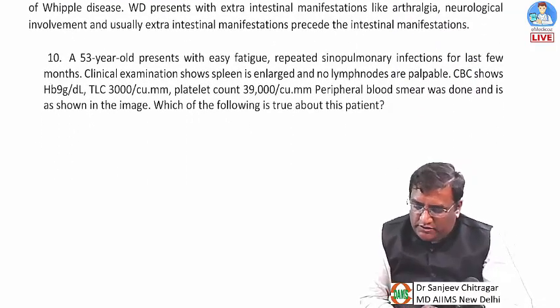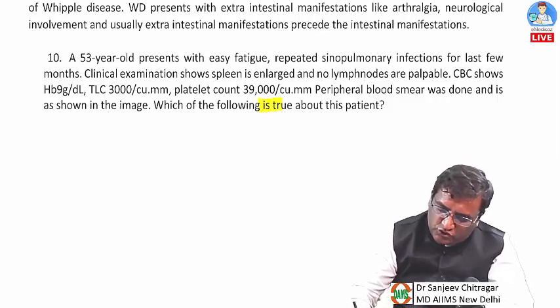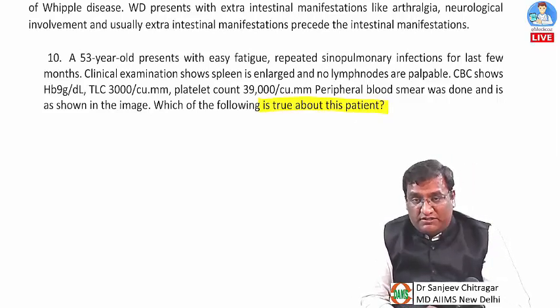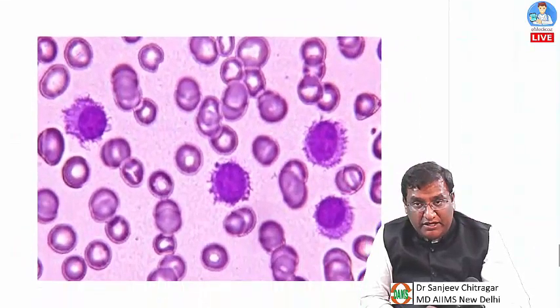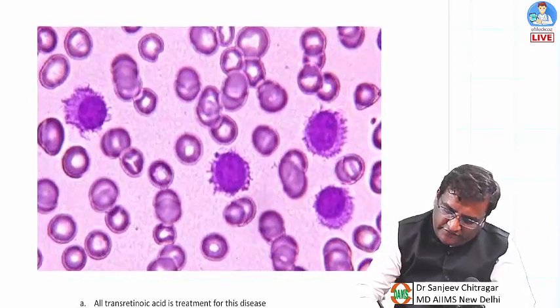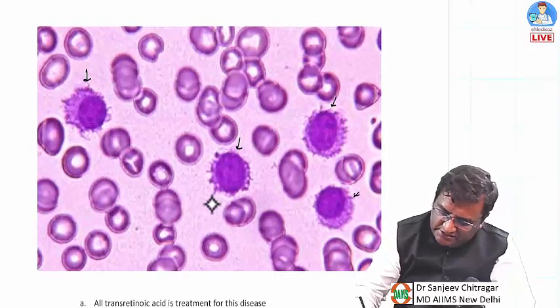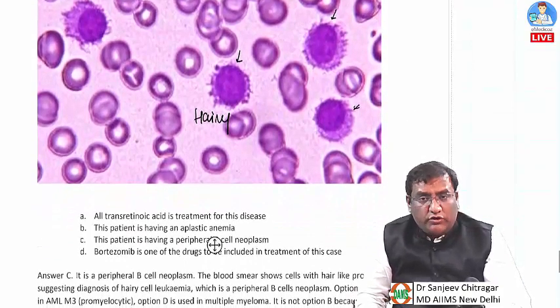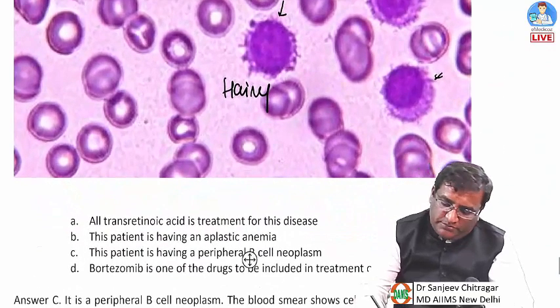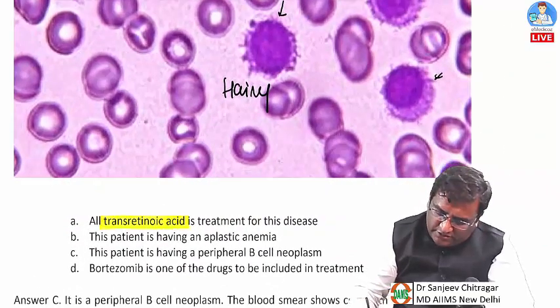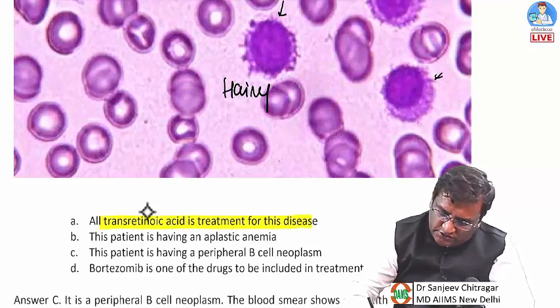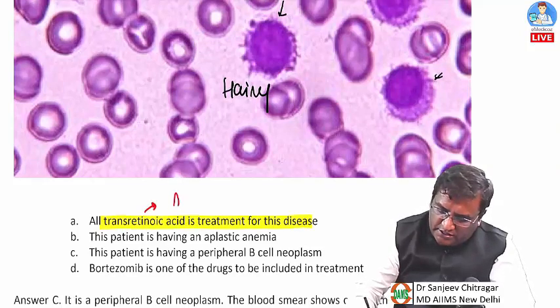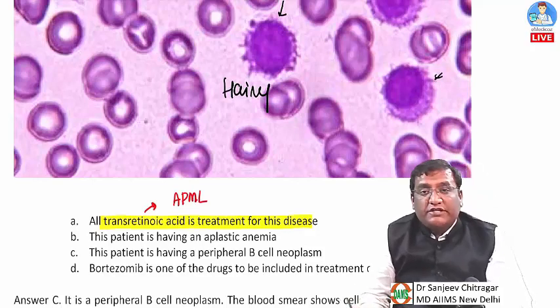Next, question 10. Which of the following is true about this patient? An image is given, showing atypical cells. These are hairy cells, if you can identify them. If you are not able to identify, always look at the options, it will help you out. All-trans retinoic acid is the treatment of choice for acute promyelocytic leukemia. That is not the case here.